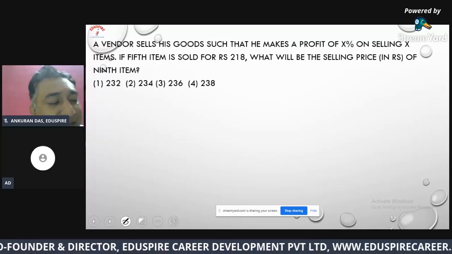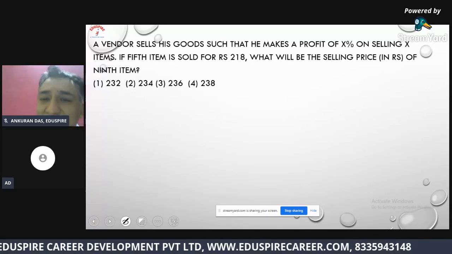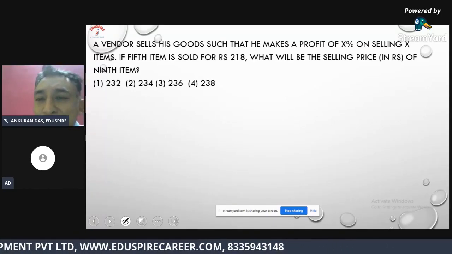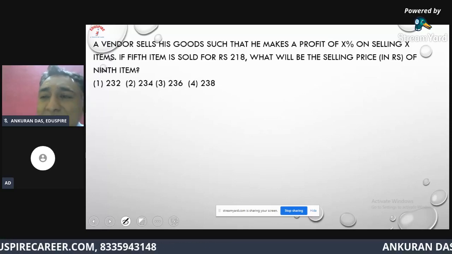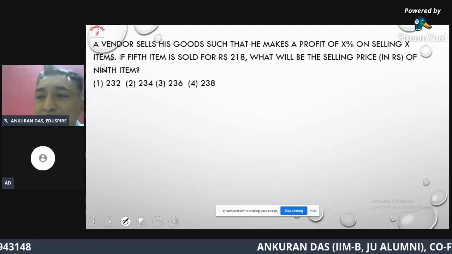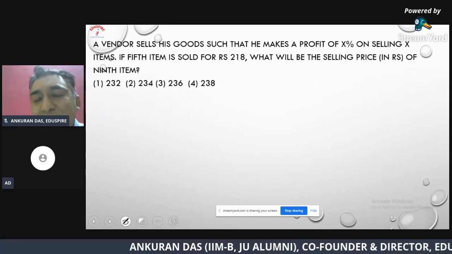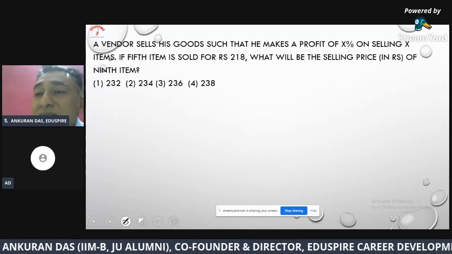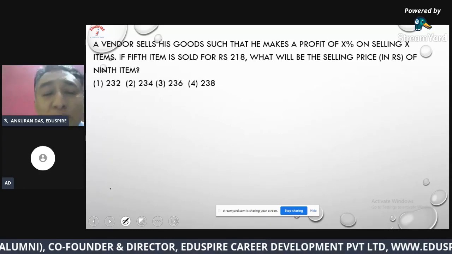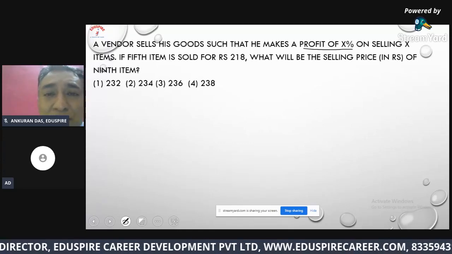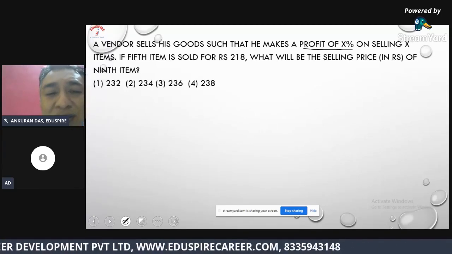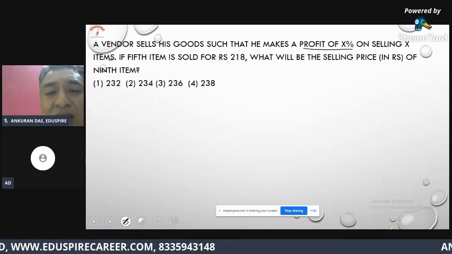In the beginning, as you can see, they have said something very interesting. They have said by selling X number of items, you gain a profit of X%. Now, what does it mean? Please understand this is basically cumulative profit up to that number of items. So, imagine that each item costs you 100 rupees.